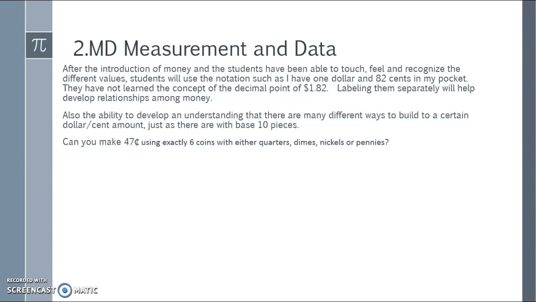Think about the following. Can you make 47 cents using exactly 6 coins with either quarters, dimes, nickels, or pennies? If you want, gather those coins and bring them in front of you, take a moment, pause the video, and see if you can create 47 cents with just 6 coins. Then come back, unpause the video, and we will see if you got the same thing I did.